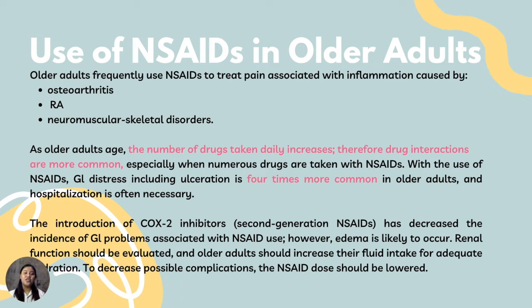With the use of NSAIDs, GI distress, including ulceration, is 4 times more common in older adults, and hospitalization is often necessary. The introduction of COX-2 inhibitors, second-generation NSAIDs, has decreased the incidence of GI problems associated with NSAID use. However, edema is likely to occur. Renal function should be evaluated, and older adults should increase their fluid intake for adequate hydration. To decrease possible complications, the NSAID dose should be lowered.